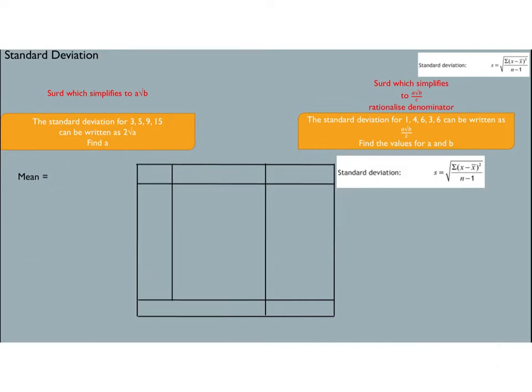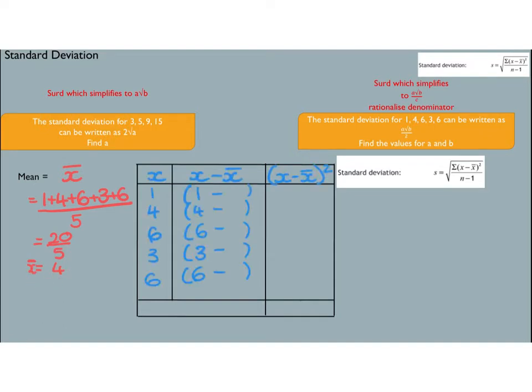Okay, I'm going to do this next one super quick. Okay, so you'll see here that you should have got that the mean is equal to 4. So did you get that? If not, have a look, pause the video, have a look and see where you went wrong. Okay, did you get your table set up like this?